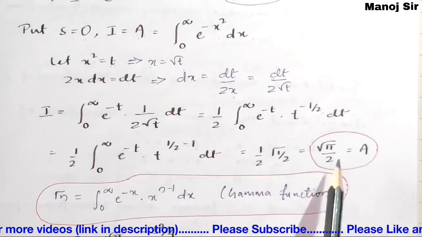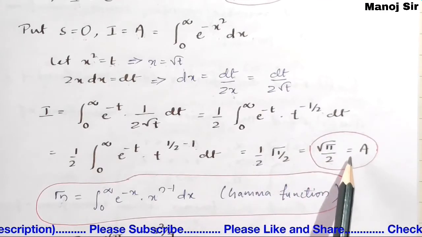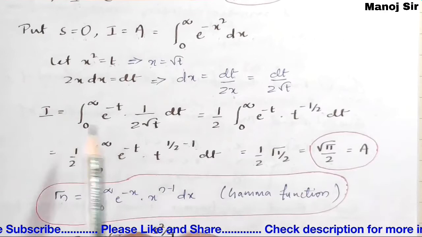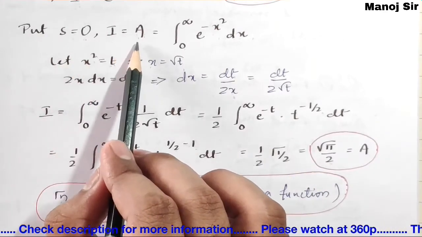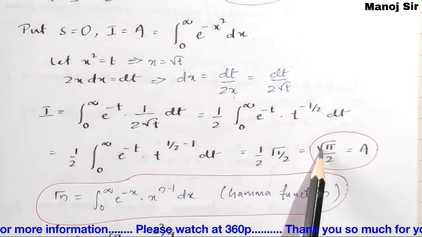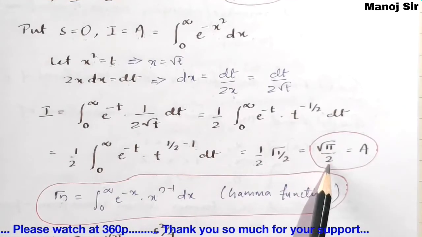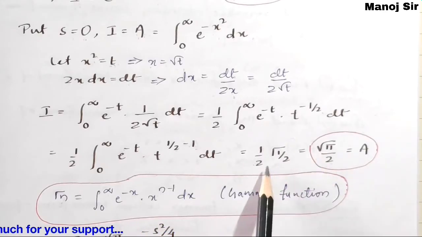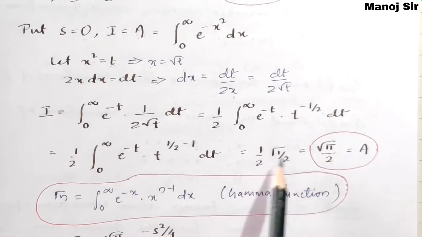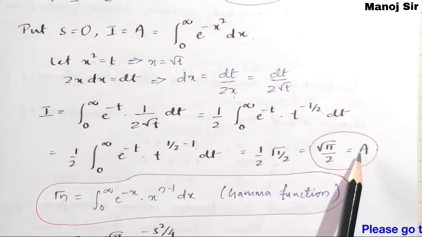So root pi upon 2 is the value for what? For a. When s equal to 0, this I will become a. What is the value of I? That is root pi into half, root pi upon 2. This is the value for a.